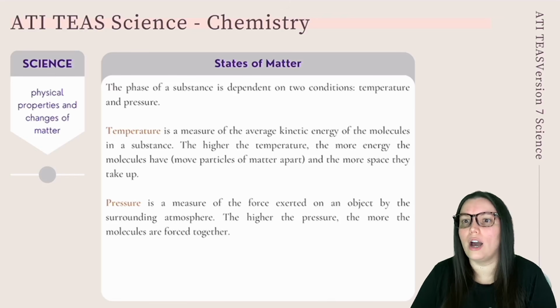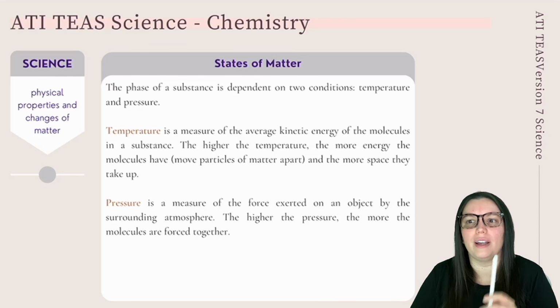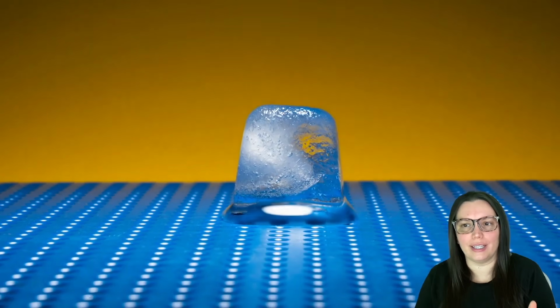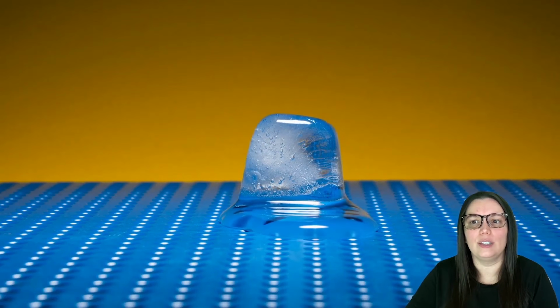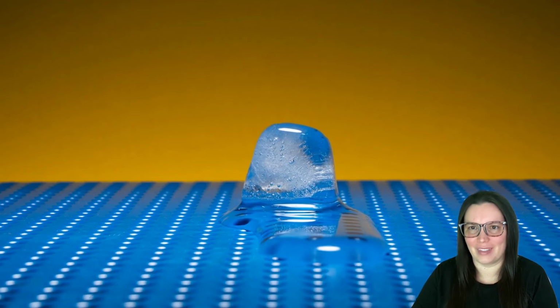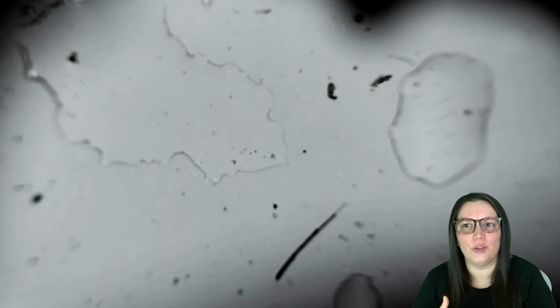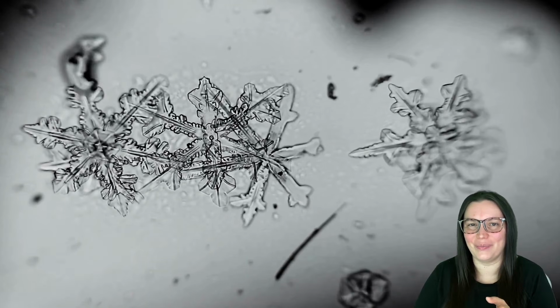So for example, water can exist in 3 states. We talked about it: solid, liquid, or gas. The state of water is determined by the temperature and the pressure. If the temperature is increased, the molecules of water will move faster and take up more space. This will cause the water to change from a solid to a liquid. Whereas if the temperature is decreased, the molecules of water will move slower and take up less space. This will cause the water to change from a liquid to a solid.